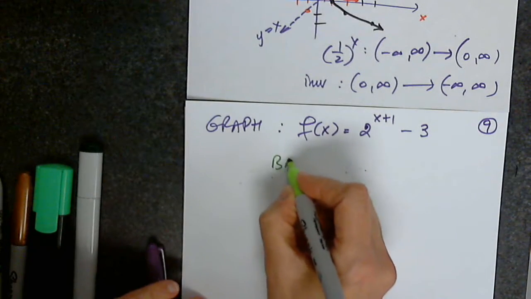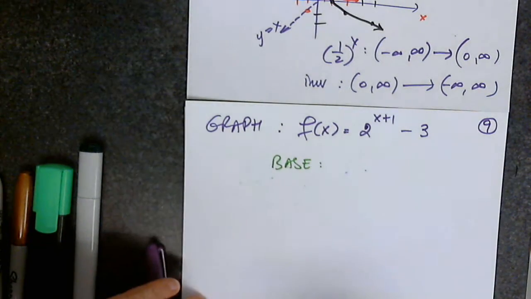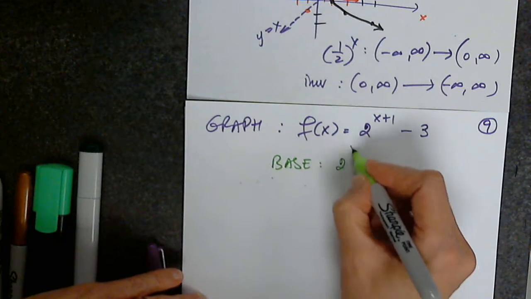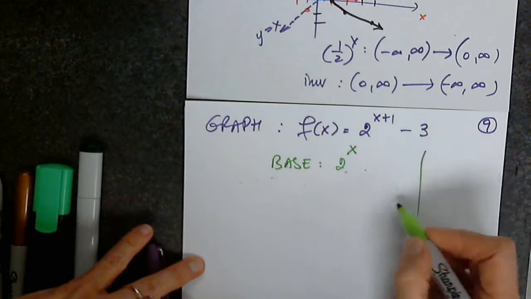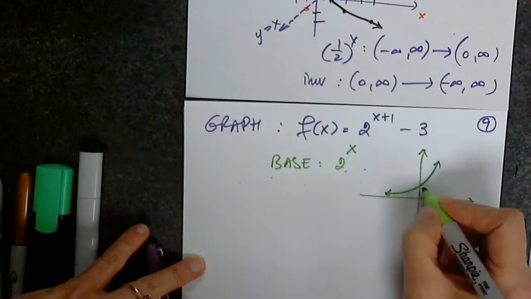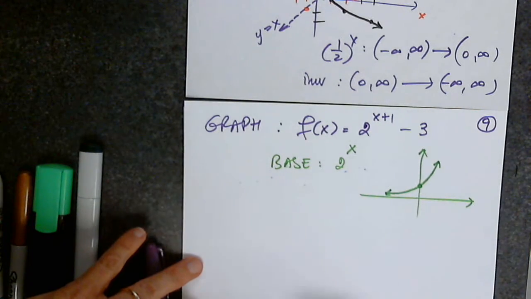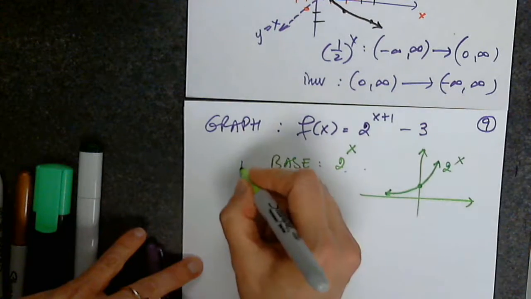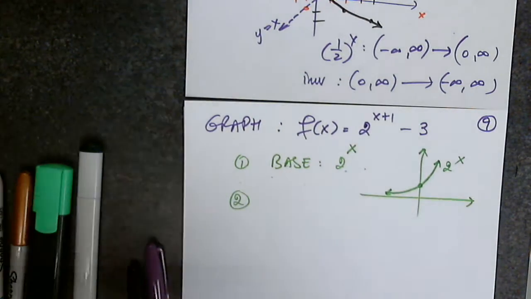So the base function is 2 raised to the x. Very good. So I know the base is greater than 1. The function has to look like this, and it has to cross at 0, 1. So this is 2 to the x. That's my first step.